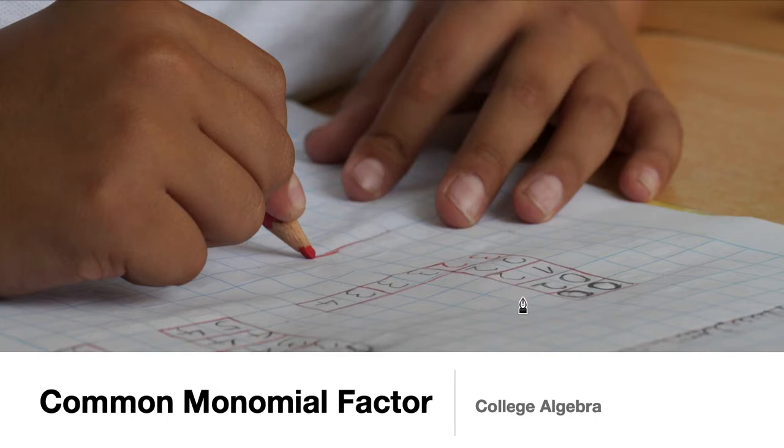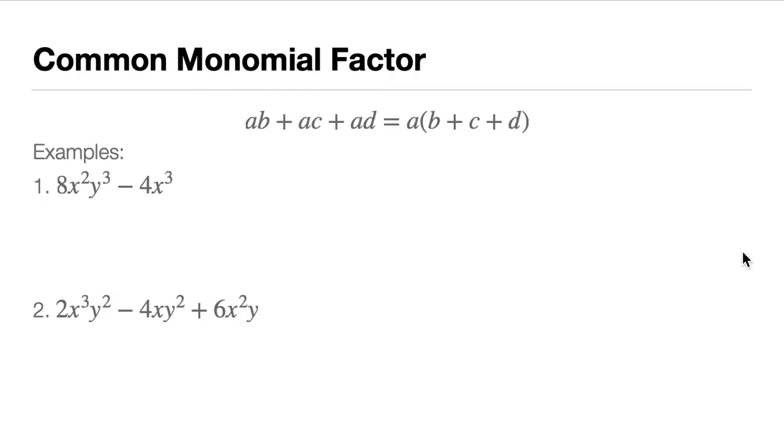This is another video in college algebra, still under the part of factoring, and this is one of those special factoring procedures called the common monomial factor. The common monomial factor simply states that AB plus AC plus AD is equal to A times the quantity of B plus C plus D.